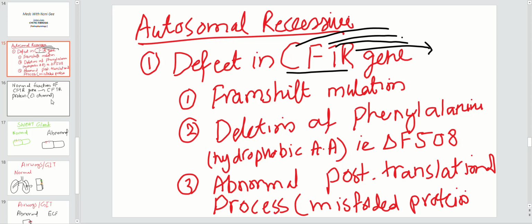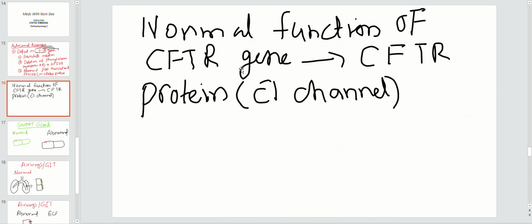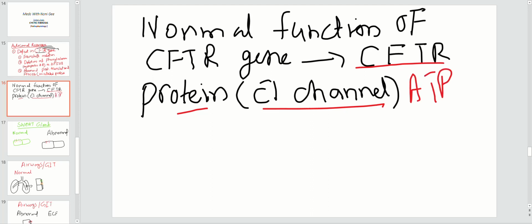So what does that gene normally do? The normal function of this gene is that it synthesizes a protein, which is called the cystic fibrosis trans-regulator protein. This protein is basically a chloride channel, and this channel is ATP dependent. So you can say this is an ATP-gated chloride channel. It requires ATP to transport, secrete, or reabsorb the chloride ion.